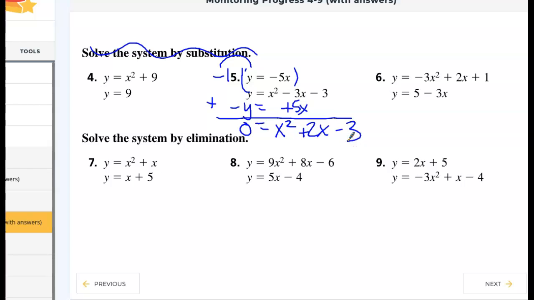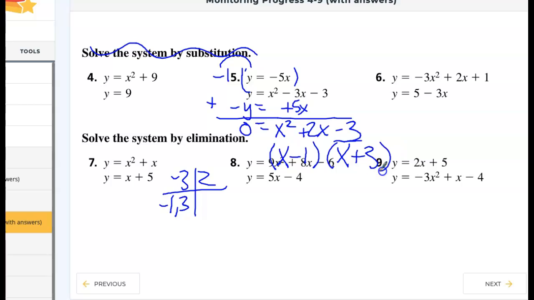Good. Now, since I actually have a middle term, I'm going to see if I can factor on this one. Is there something that I could use the factors of negative 3 to get 2x? So negative 1 and positive 3 will give me a positive 2, right? So then again, I would write my parentheses. So I'd have x minus 1 and x plus 3. Now what would I do? Set them each equal to 0. So x minus 1 equals 0, and x plus 3 equals 0. So my x's would be 1 and negative 3.